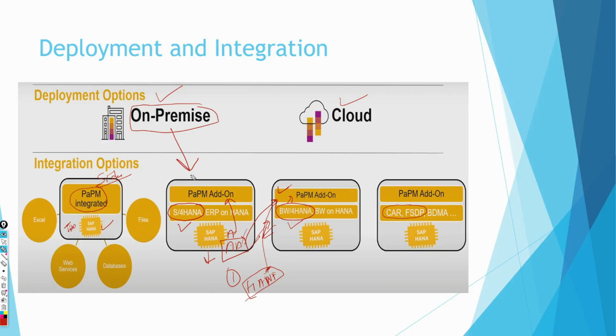In our training, we will be using the scenario where SAP S4 HANA is already there, and on top of that we have PAPM. So once we need the data from ACDOCA, we do not need to establish any connection here. So this is our deployment strategy for PAPM training. In our case, this will be the case for us.